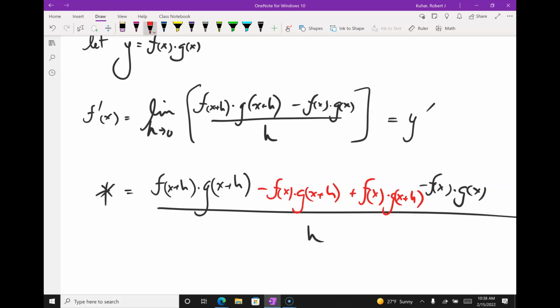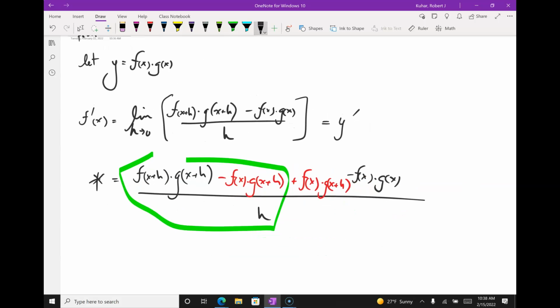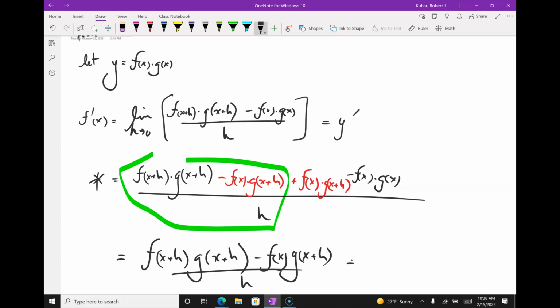So you see there, the red pieces cancel, right? So I've got a multi-term numerator and a single-term denominator, so I'm going to split them up into 2 fractions, the green piece and then the other piece. So I've got f of x plus h, g of x plus h, minus f of x times g of x plus h, all over h, plus the rest of it, f of x, g of x plus h, minus f of x times g of x, all over h.